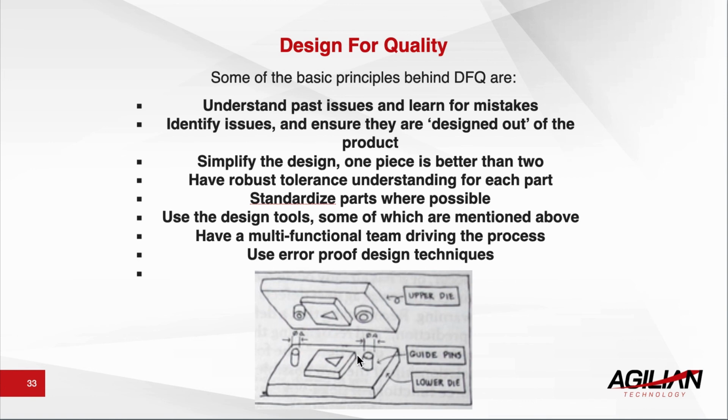See the example here of a way to make it impossible to place this part of the die upside down. It always has to be in the right orientation. A lot of quality issues with manual labor is related to these kind of things, and it can actually be totally eliminated with this type of approach.